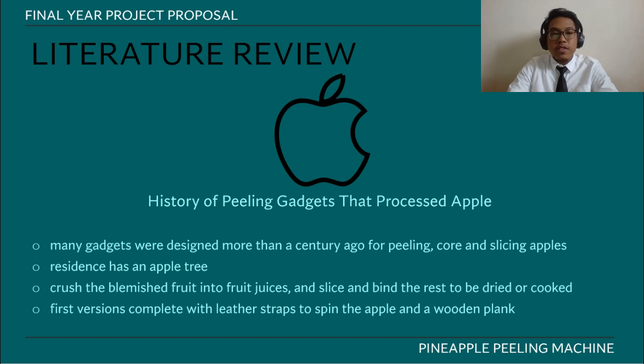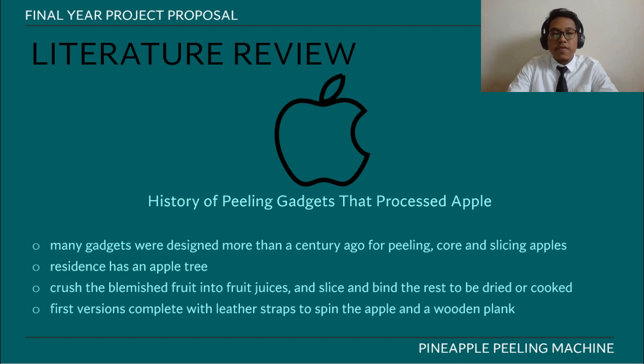In the 19th century, many gadgets were designed more than a century ago for peeling, coring, and slicing apples. According to the 1892 New York Times, describing the abundant local harvest, each resident has an apple tree, each of which may produce up to tons of fruit per season.